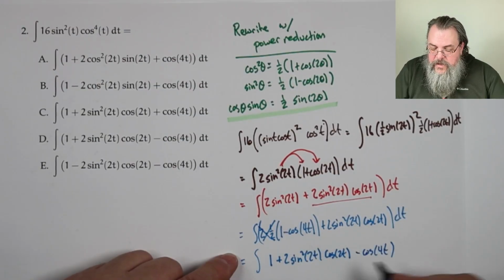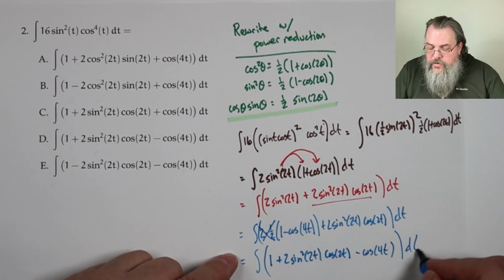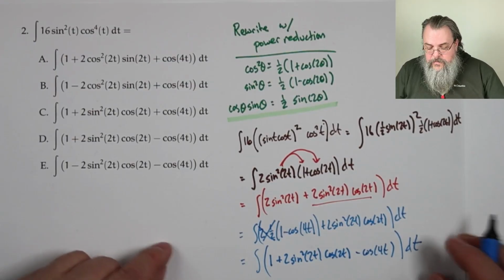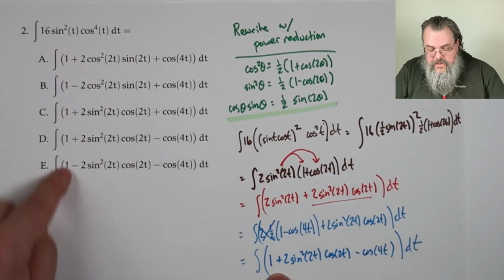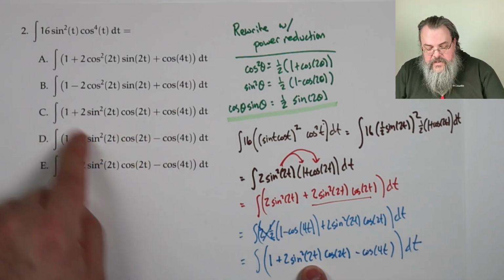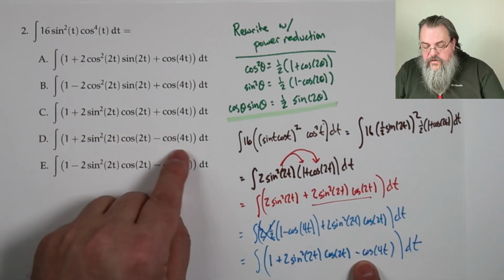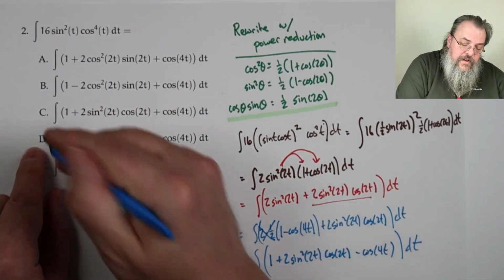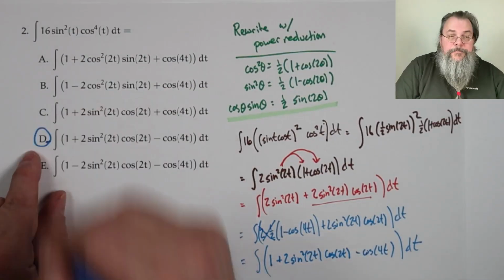And now we're like, cool. What does it match? Okay, the 1s match. 1 plus 2 sine squared 2t cosine 2t matches C and D. Minus cosine 4t. That means our answer is D.